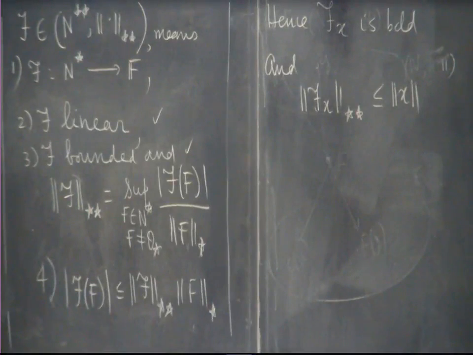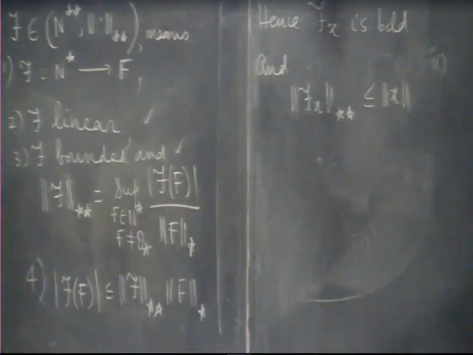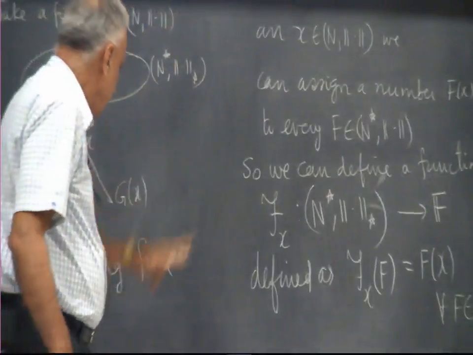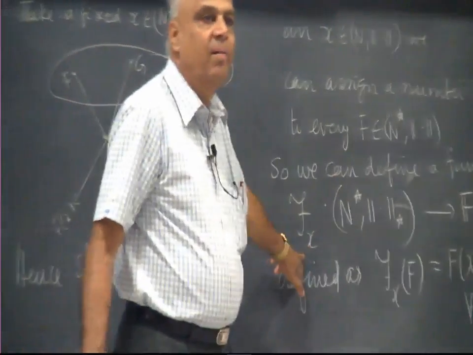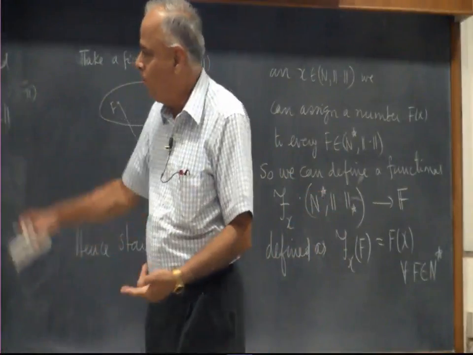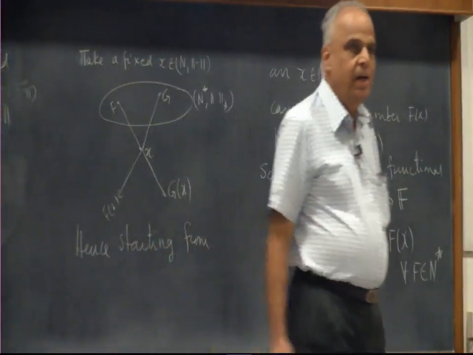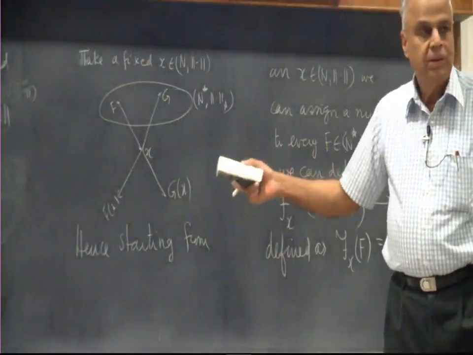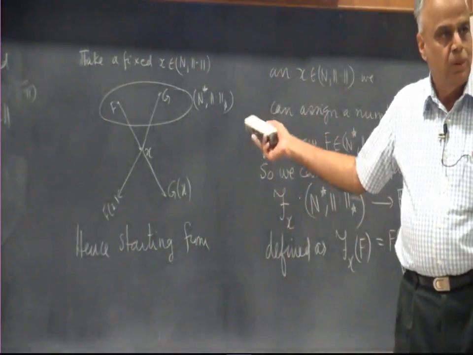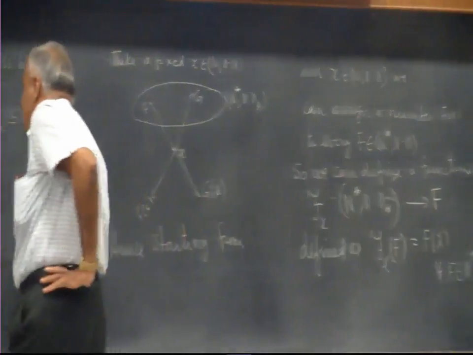So let's summarize all that we have got. What you have got is, you start from any x in the normed linear space n. From that you can concoct a functional on n star, and that concocted functional is linear, and that concocted functional is bounded, and the norm of the concocted functional is smaller than or equal to the original norm that you started with.